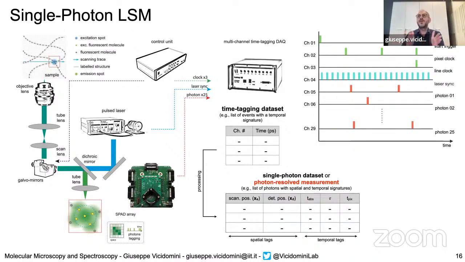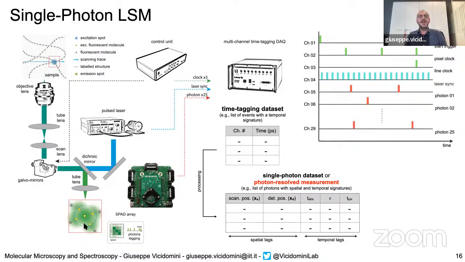So I will do what we call a photon resolved measurement. For each photon coming from my sample, I tag it with some spatial and temporal information. And specifically, which kind of information can I tag? In terms of spatial information, for example, I can tell you from which position of my sample the photon arrived, because I can move my beam across the sample. So I need to tell you where this photon arrived.